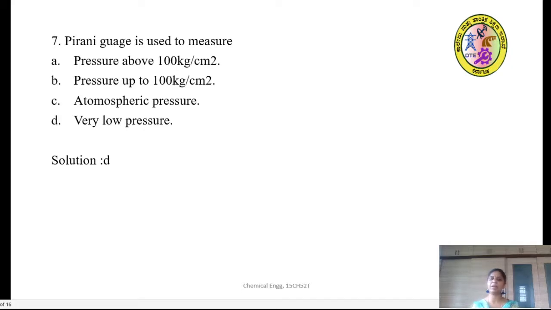The same question can be asked in different ways for one answer. For example, the Pirani gauge is used to measure pressure above 100 kg per centimeter square, pressure up to 100 kg per centimeter square, atmospheric pressure, or very low pressure. It is obviously for very low pressure. Having understood the concepts, principle, construction and working, you must be able to answer different types of questions based on these topics.